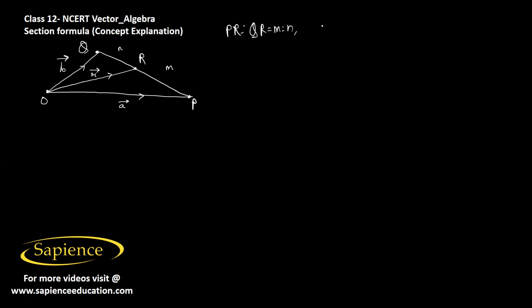So here, suppose the position vector of point Q, which is OQ vector, is given as B vector, the position vector of point R is given as R vector, and the position vector of point P is given as A vector. So we need to find R vector in terms of A vector and B vector. So now how to find that? Now this is RQ vector, and this will be PR vector.